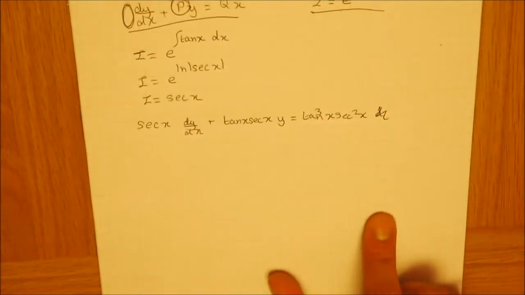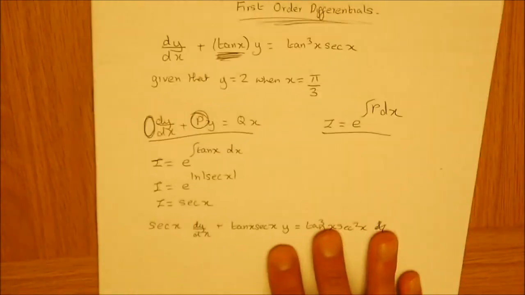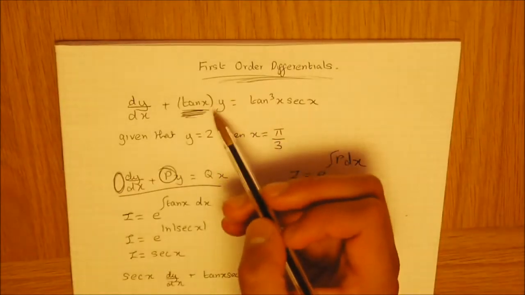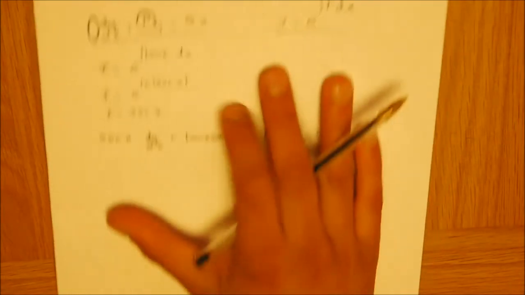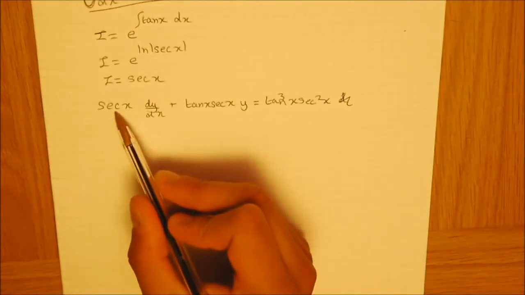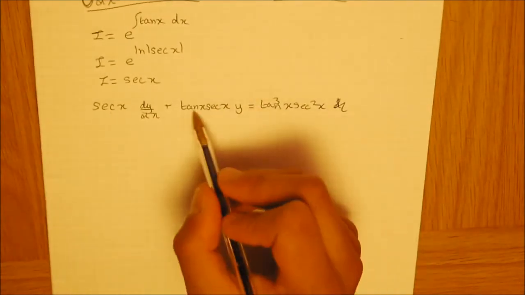Now the reason why this is important is because we look at our original question. If we differentiated tan, we'd get... we look at this one, if we differentiated sec, then we get tan x sec x.